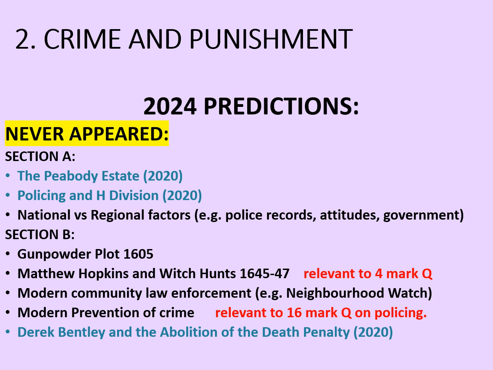So the topics in blue, in fact, did appear, I'm told, on that paper. Apologies if anyone spent a long time looking at those and they didn't appear, but at least you did some revision, you've learned something. However, the good news is the following did become relevant. Matthew Hopkins and the witch hunts would have been relevant to the 4-mark question at the start of section B. And modern prevention of crime would have been relevant to the 16-mark question on policing. So that's good news.